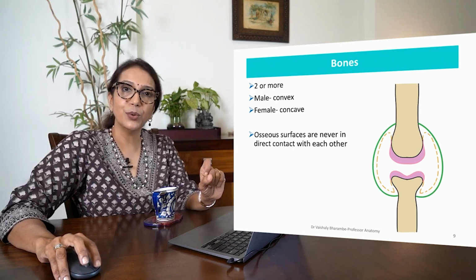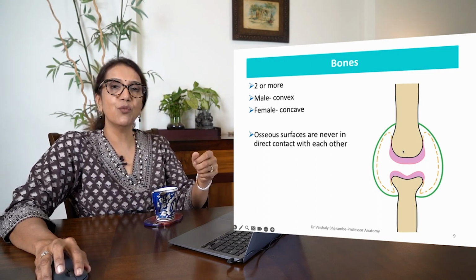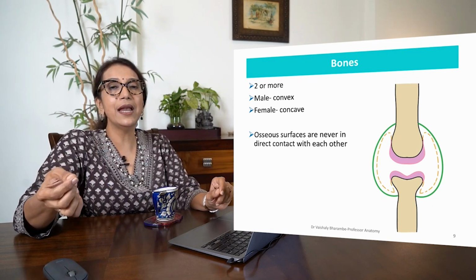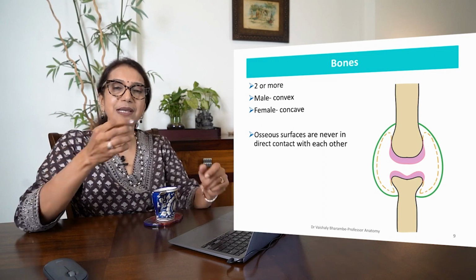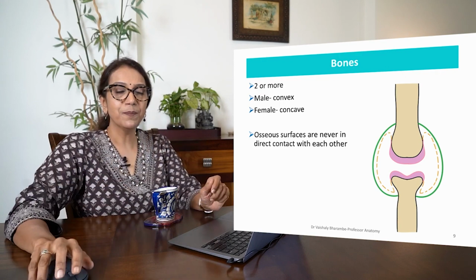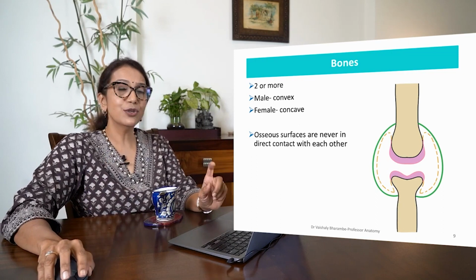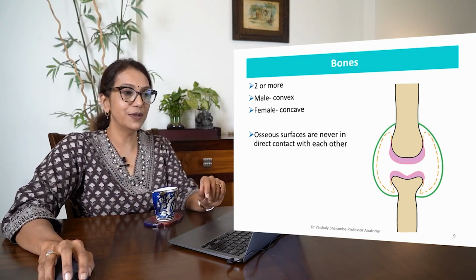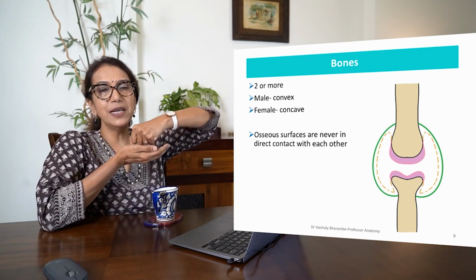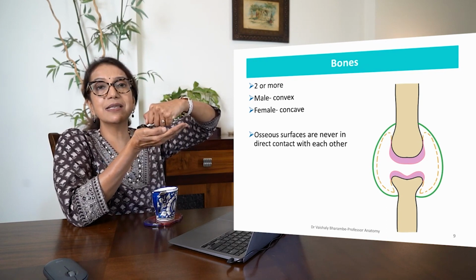First, let's talk about the bones. As you can see, the one bone is somewhat convex and it's called the male end of the bone. The other end is somewhat concave. These are not very concave, they're just slightly more shallow. That is called the female end of the bone. The two bony surfaces which are participating in the joint formation never really come in contact with each other. They are some distance apart.